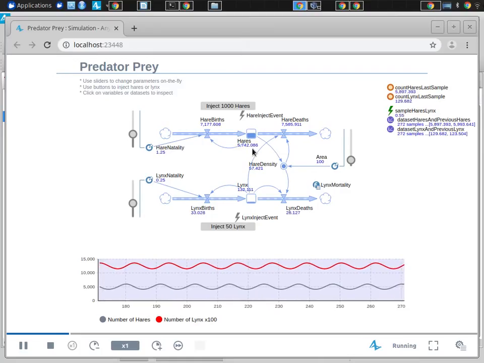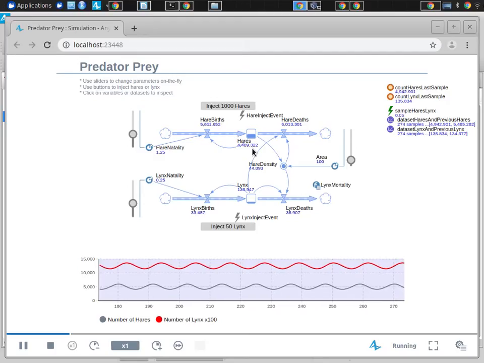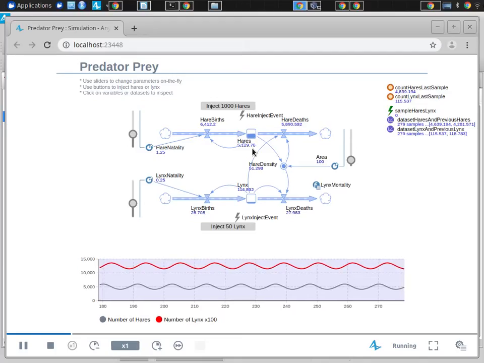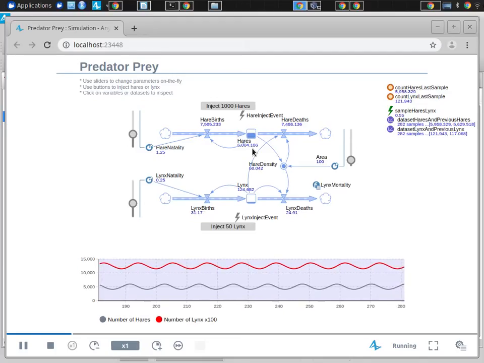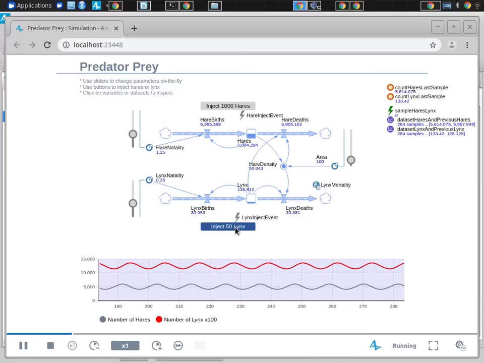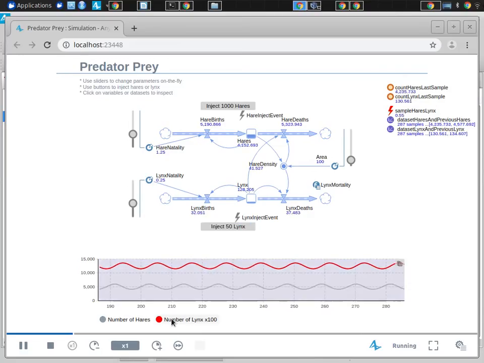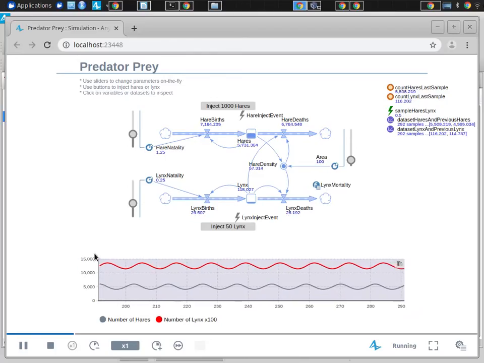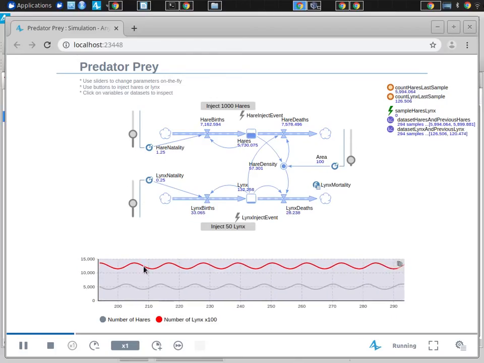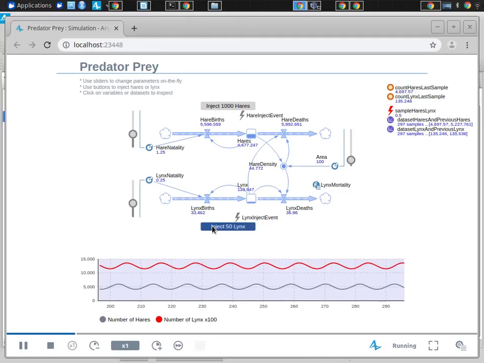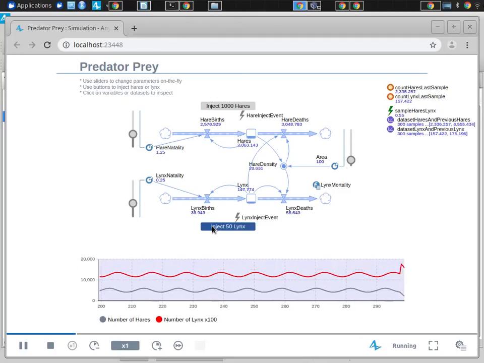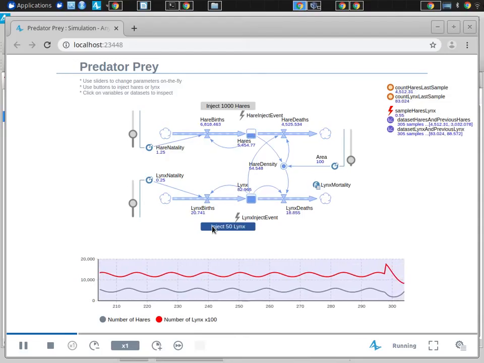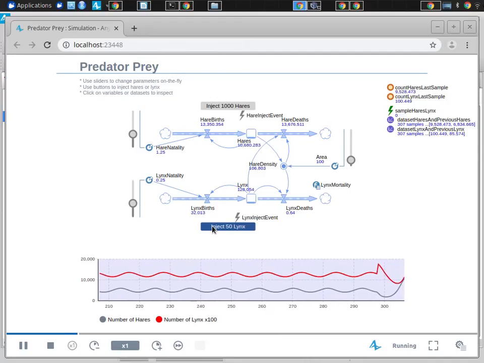But not only that, ladies and gentlemen, but to intervene on the system effectively, we need to take into account the other components. For example, here there's a button, inject 50 lynx. This is the number of lynx times 100. You'll notice these are on the same scale here, but this is lynx times 100, meaning there's a lot fewer lynx than there are hares. I'm going to inject some lynx here, okay? And you'll notice that it perturbs the lynx population. So we release the lynx, okay?